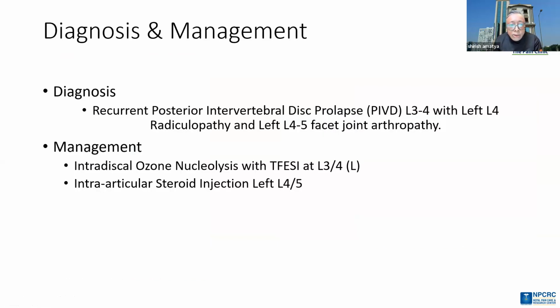The diagnosis at the time of examination was recurrent posterior intervertebral disc prolapse at L3-4 with left L4 radiculopathy, and she was also having left L4-5 facet joint arthropathy. She was managed with intradiscal ozone nucleolysis with transforaminal epidural steroid injection at the level of L3-4 on the left side, and she was also given an intra-articular steroid injection in the left L4-5 facet joint. So this was the management.